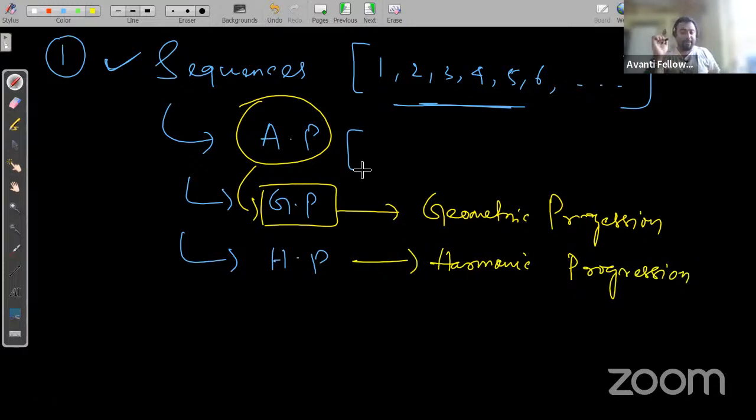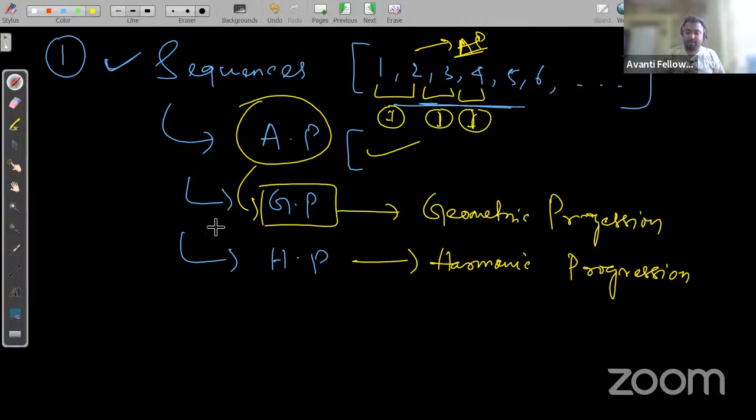If you have covered AP in class 10, what is AP actually? Anyone can say? In a sequence, the common difference between two consecutive terms is always the same, right? That is an AP, yes or no? This is an example of AP, because if you take any two consecutive terms, 1, 2, 2, 3, 3, 4, the common difference is always fixed. That is 1. So this is an AP. Similarly, we will study GP and harmonic progression.